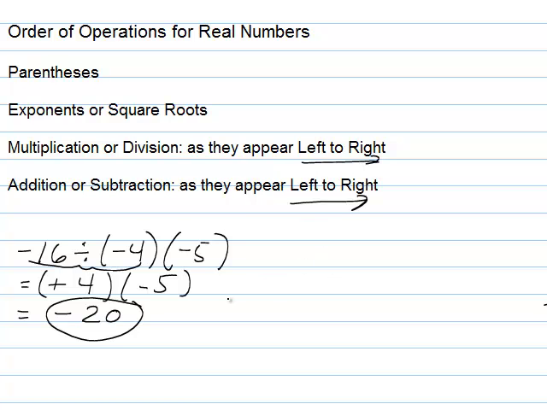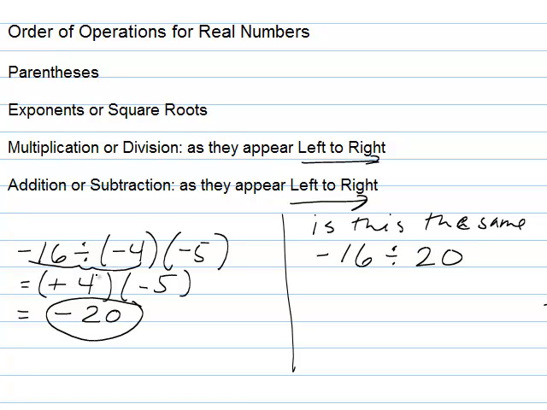Now let's just see. We did it left to right. Would it be the same if we multiplied first before we divided? Well, let's see. So if we multiplied first there, two negatives make a positive. We'd leave the negative 16 divided by negative 4 times the negative 5, which is a positive 20. Is negative 16 divided by negative 4 multiplied by negative 5 the same thing as negative 16 divided by 20?